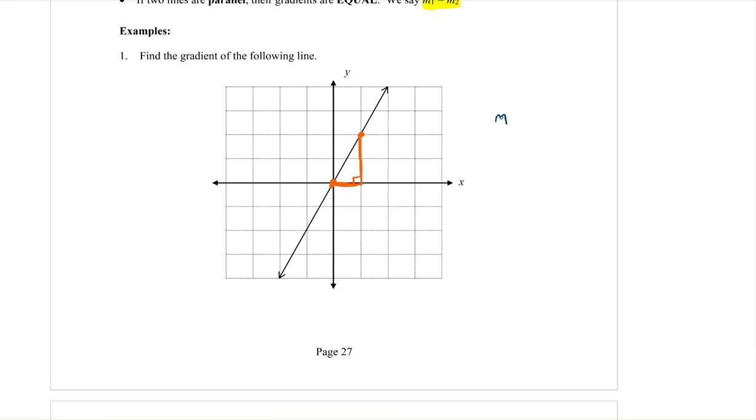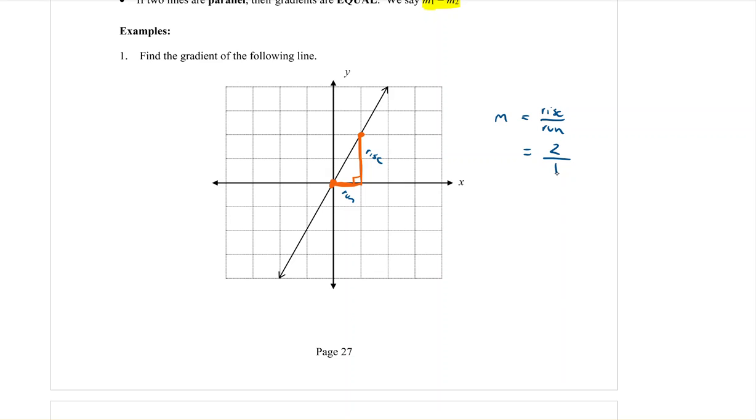Now we need our formula. Here it is. M equals rise over run. M stands for gradient, remember. The rise is how many spaces high my triangle is. So this side here is my rise, the vertical line. How many spaces is that line? 2. Yes, 2. So the rise is 2. The run is this one across the bottom. How big is that line? How many spaces? Just 1. So the rise is 2, the run is 1.